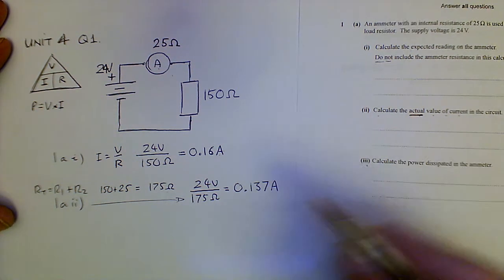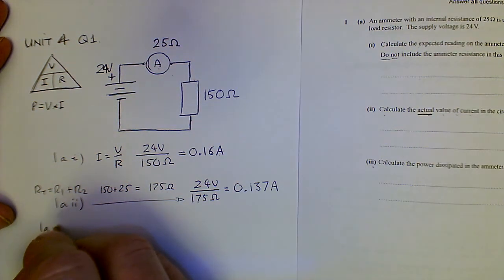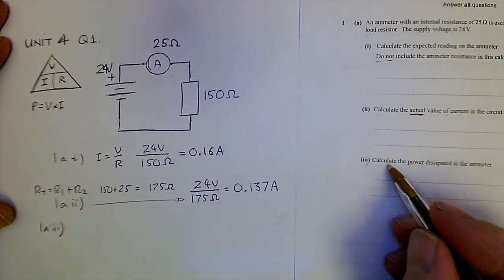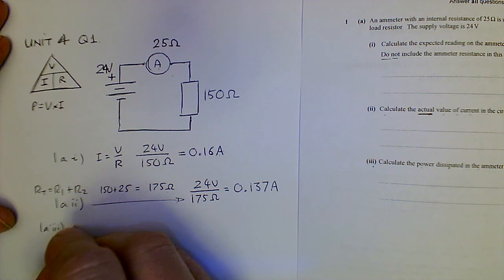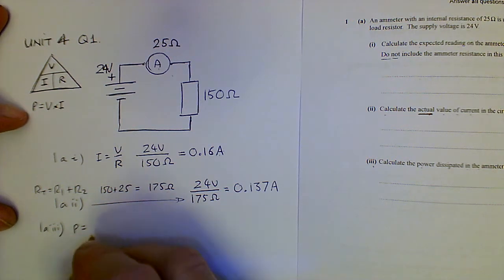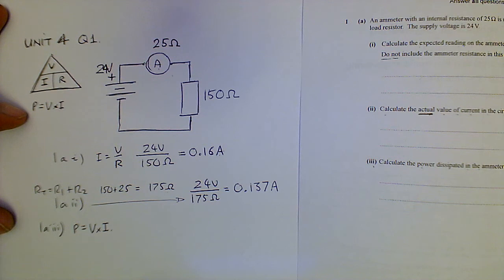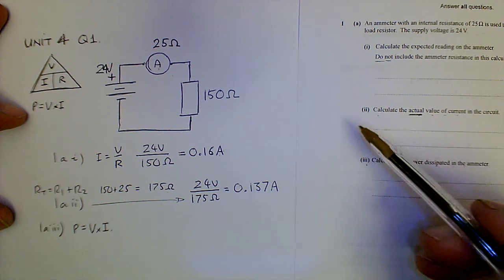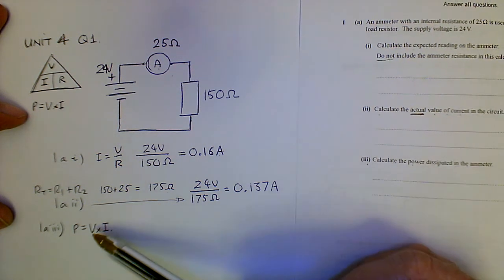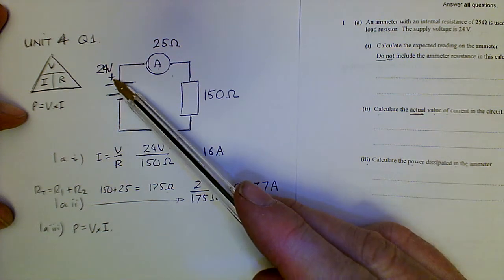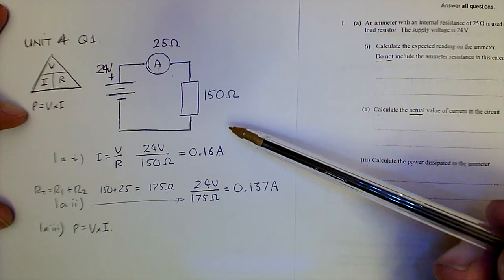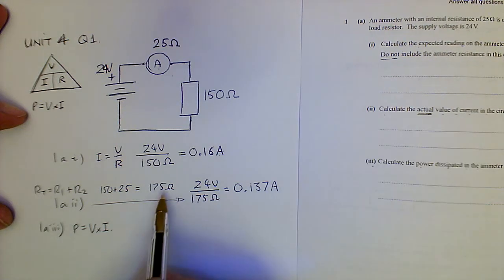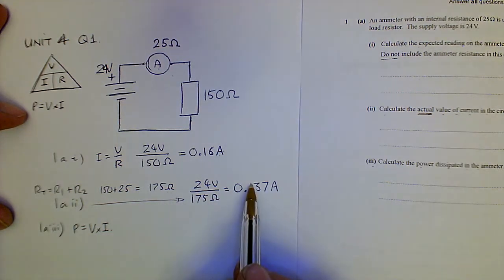So, question 1A123. Calculate the power dissipated in the ammeter. Power is equal to, we've prepped already, the voltage times the current. Here's a moment of pause, because I've got the voltage is 24 volts and I've calculated the current twice. Okay, this is the last thing that I did.